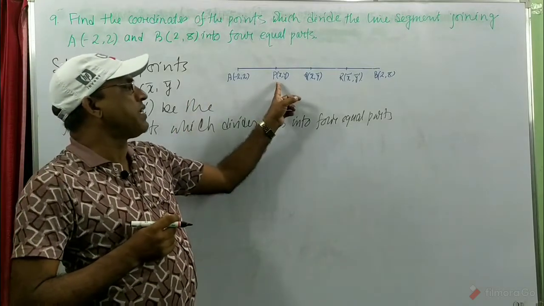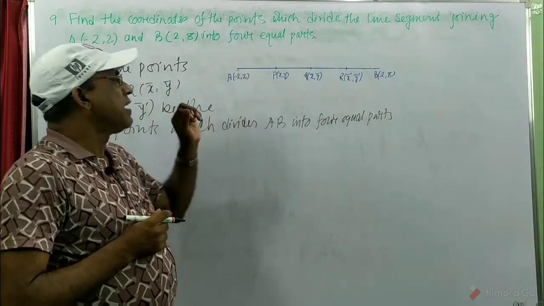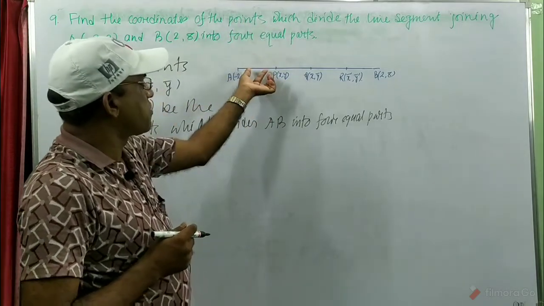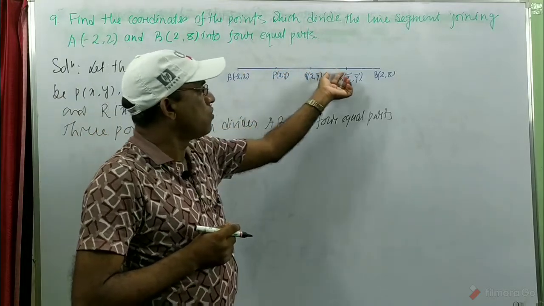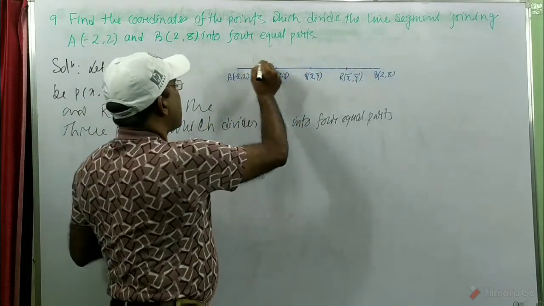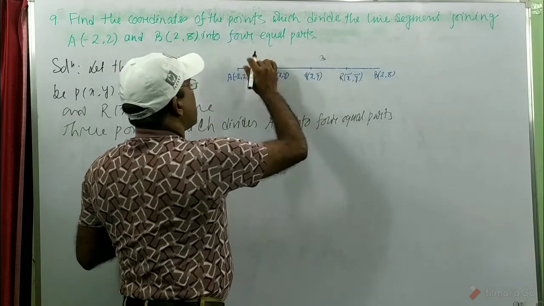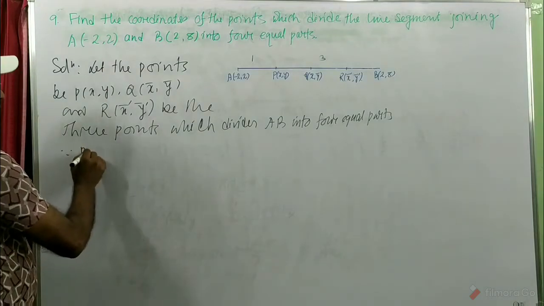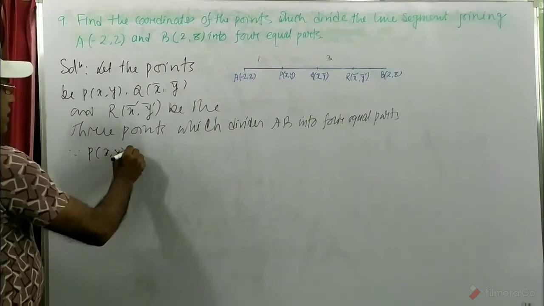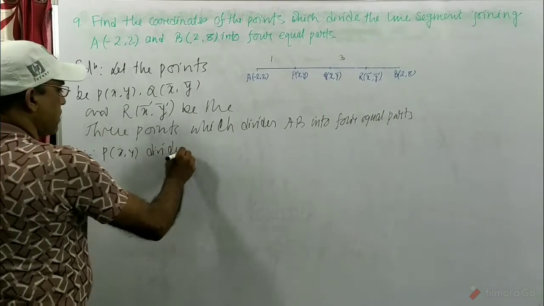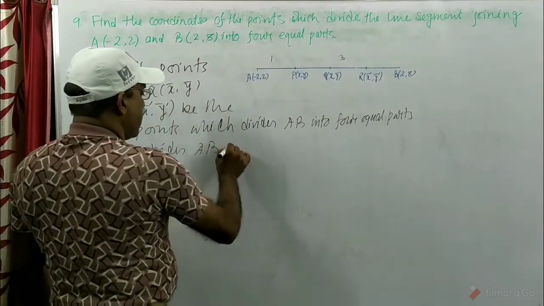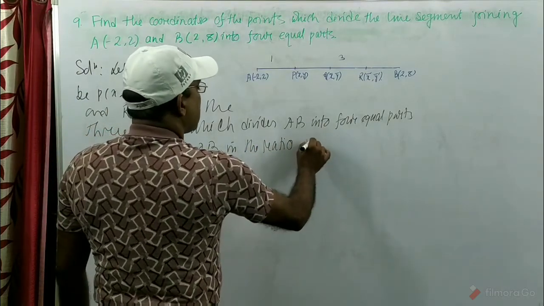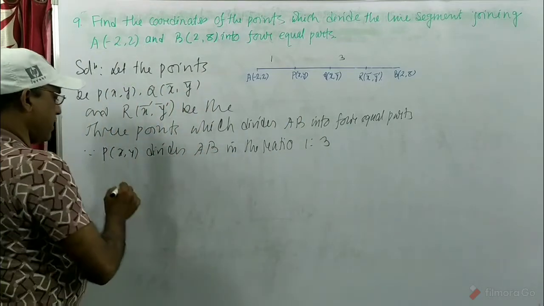Initially we have to find P. So first we consider P. Since obviously P divides the line segment 1:3. This portion is 1, 2, 3. So this will be 1 and this will be 3. 1:3 we get as the ratio. Since P x y divides AB in the ratio 1:3.